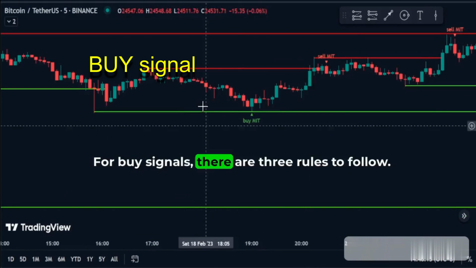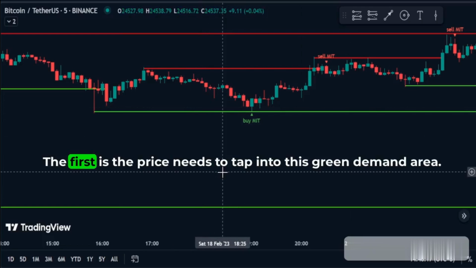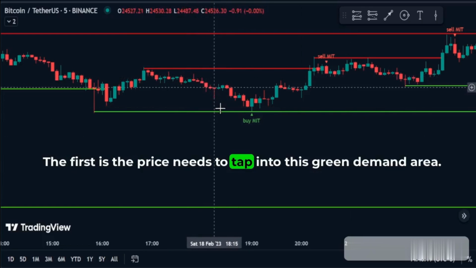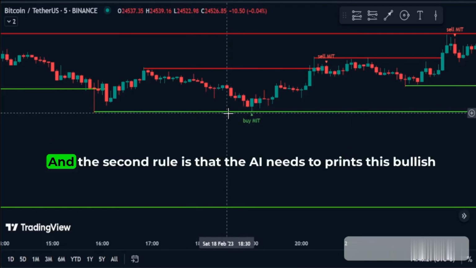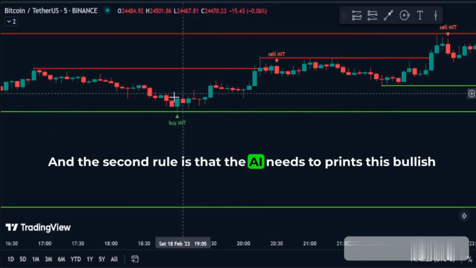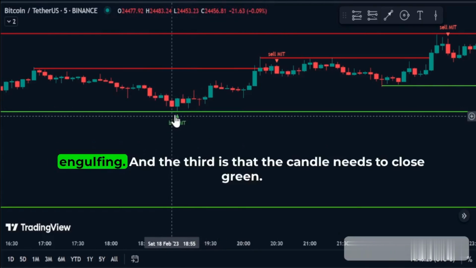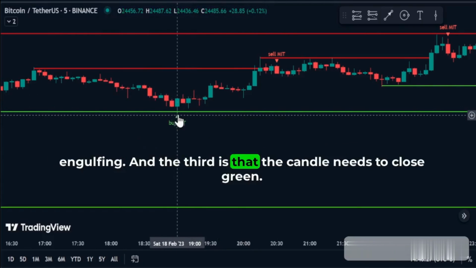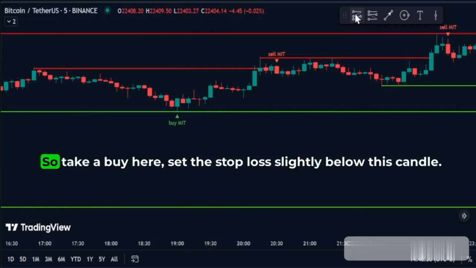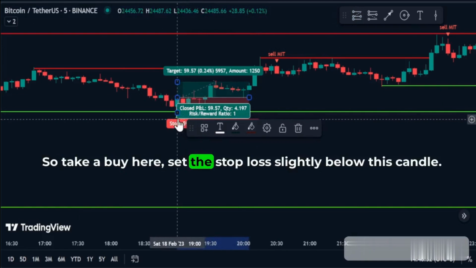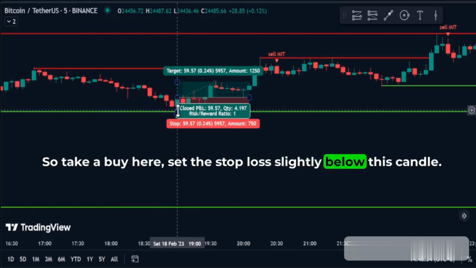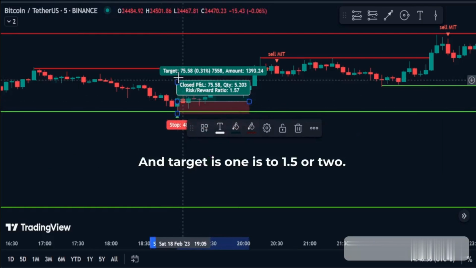For buy signals, there are 3 rules to follow. The first is the price needs to tap into this green demand area, and the second rule is that the AI needs to print this bullish engulfing, and the third is that the candle needs to close green. So take a buy here, set the stop loss slightly below this candle, and target is 1 to 1.5 or 2, okay?